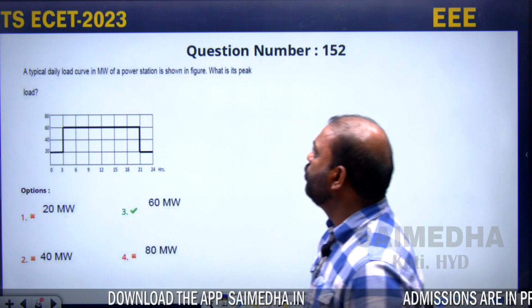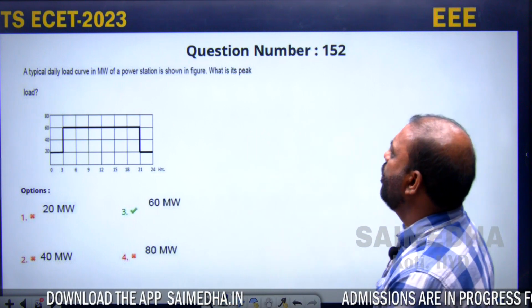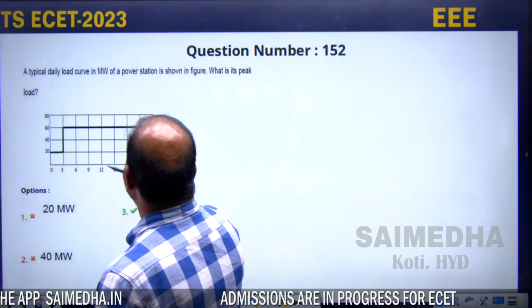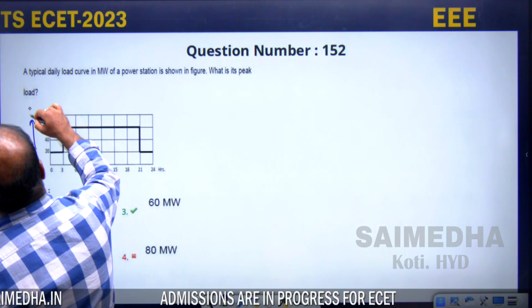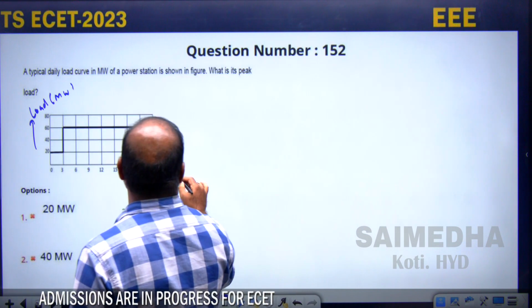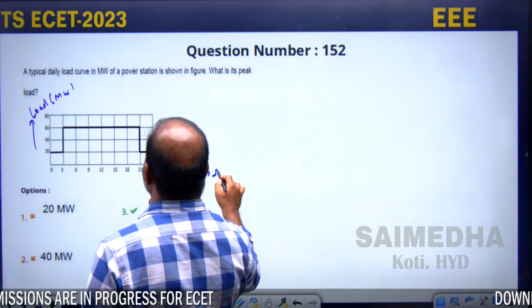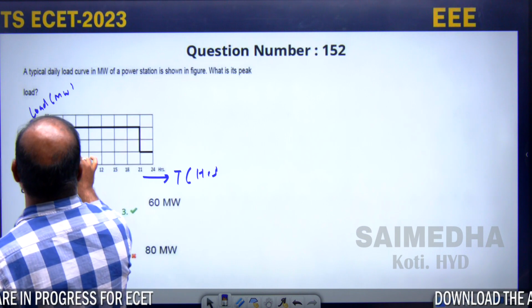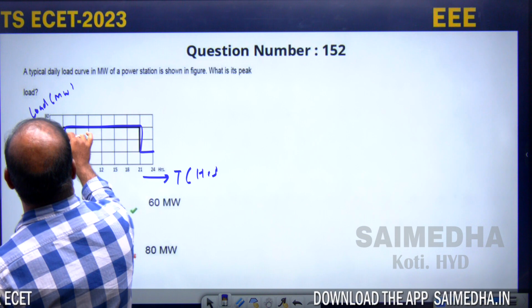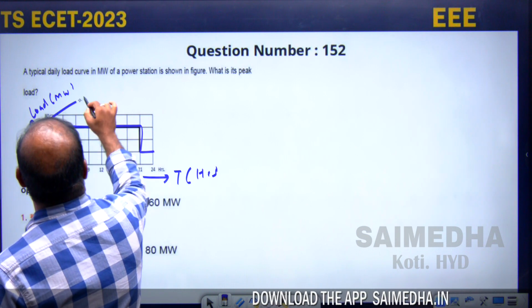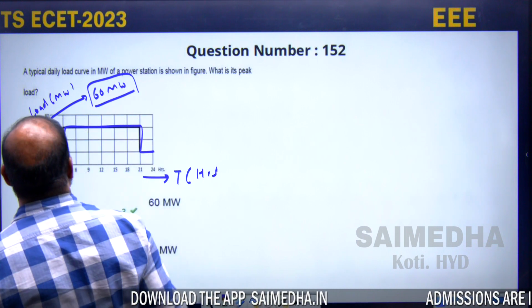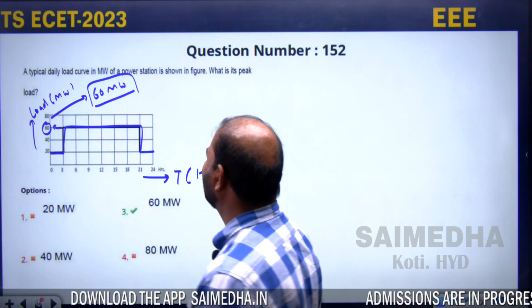A typical daily load curve in megawatts of a power station is shown in the figure. What is the peak load? See here, this is load, mentioned in terms of megawatts, and time is mentioned in terms of hours. This is the actual curve, varying like this. What is the highest value? This is the highest value, which is 60 megawatts.